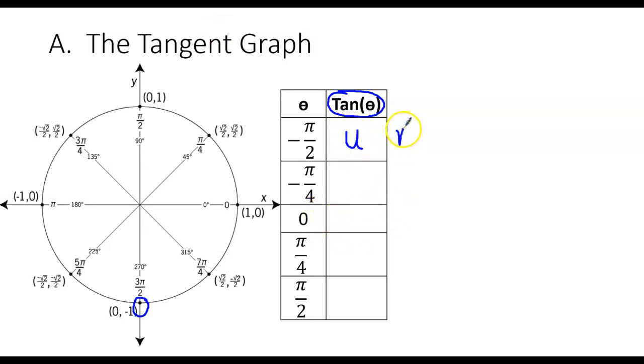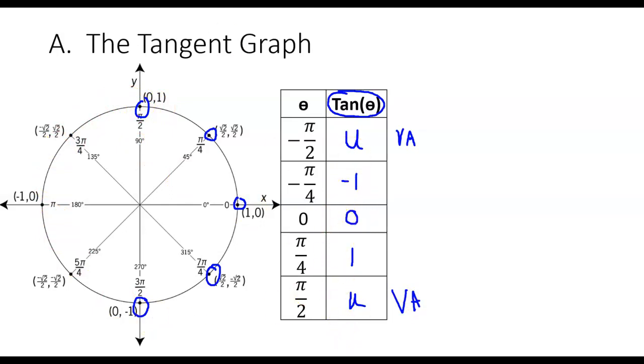So that means we're going to have a vertical asymptote there, just like we had whenever we had secant and cosecant. Now what about negative pi over 4? What's the tangent value? The tangent value there is negative 1. How about at 0? What's the tangent value at 0 degrees, or radians, I should say? That would be 0. How about at pi over 4? It's a positive 1. And then finally back up here at pi over 2, we have undefined again, so we have another vertical asymptote. And after that, if I just keep going around the circle, I'm just going to get a repeat of this pattern here.